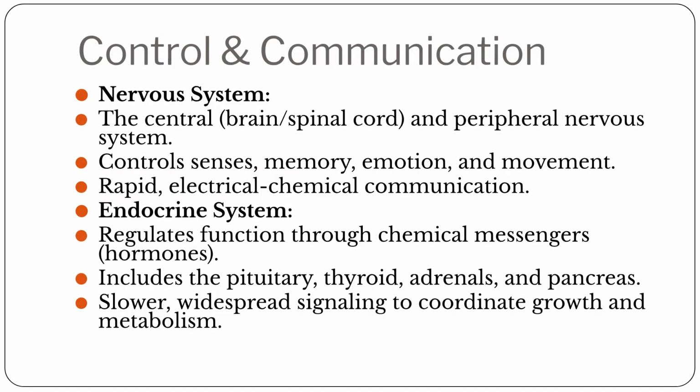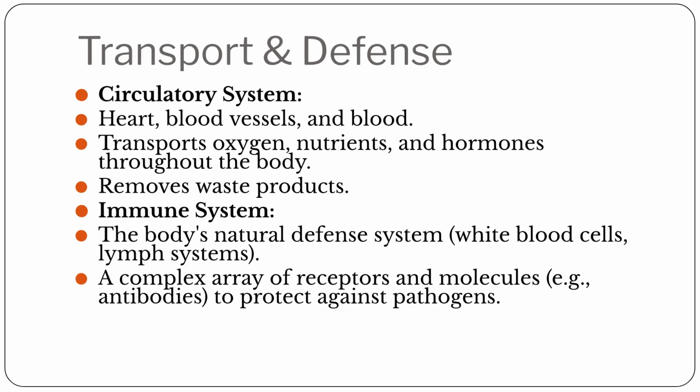The nervous system provides rapid electrical chemical signaling for movement and emotion. The endocrine system offers slower, widespread regulation through chemical messengers like hormones to coordinate growth and metabolism. The circulatory system acts as the body's transport network, moving oxygen, nutrients, and waste. Meanwhile, the immune system serves as our natural defense, utilizing a complex array of molecules and cells to protect against pathogens.